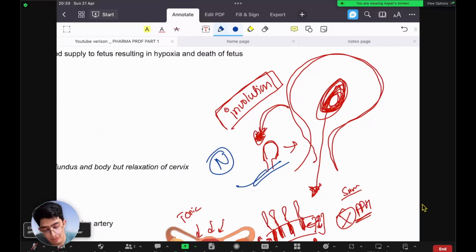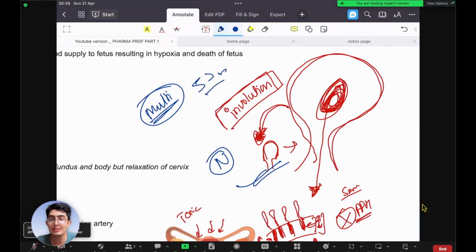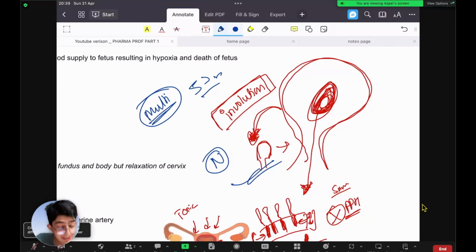But in a multiparous woman, it means the woman has given birth to multiple babies, multiple times, like 5, 6, 7 times. If a woman has given birth 7 times, what will happen to the condition of the uterine wall? Her uterus has been stretched and relaxed 7 times, right? So if you stretch a balloon or stretch a rubber band multiple times, what will happen? After a while, the rubber band is going to get loose, right?